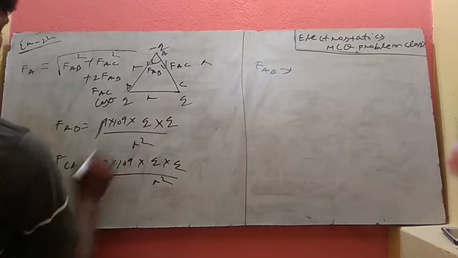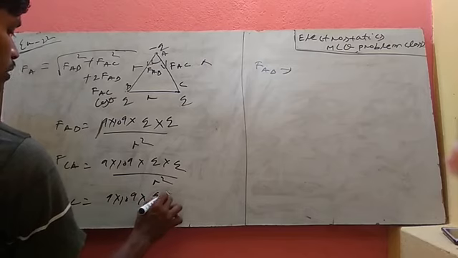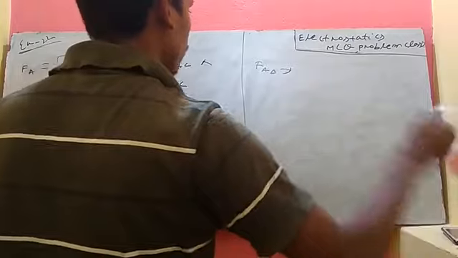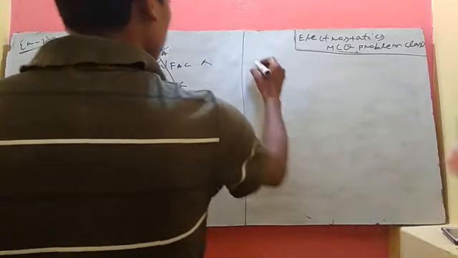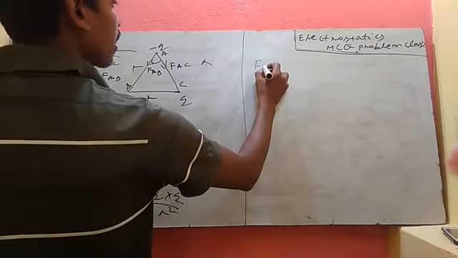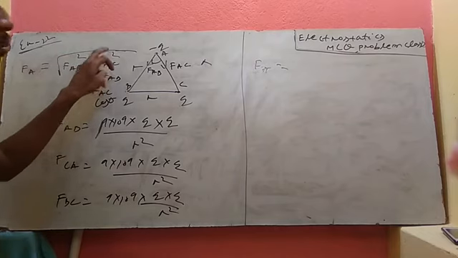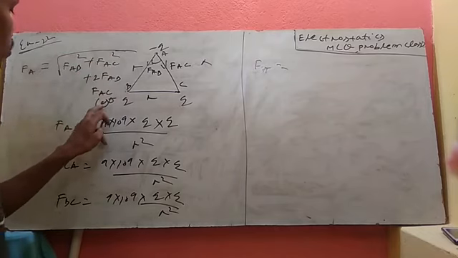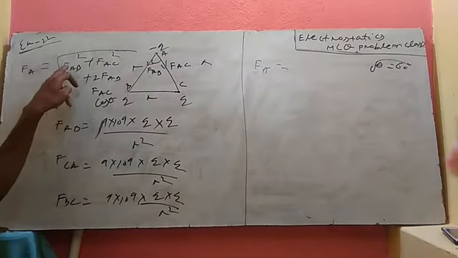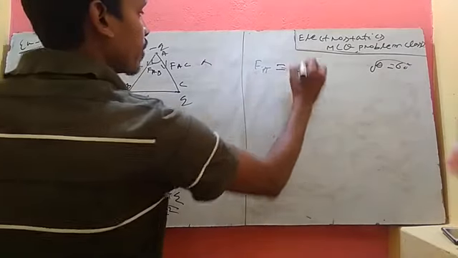Similarly FBC is 9 into 10^9 into Q by r square. So FA is the square root of FAB square plus FAC square plus 2 FAB FAC cos theta. Theta is equal to 60 degrees. Putting in the values, you can find FA.